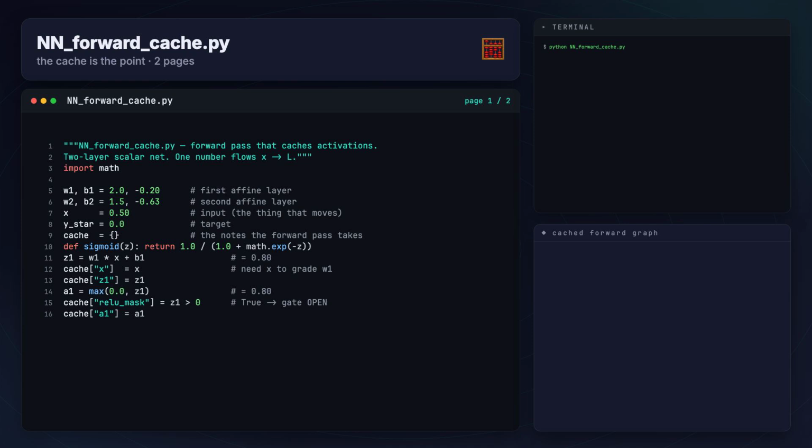Open forward_cache.py. It's a tiny scalar net, no matrices, just 5 numbers flowing left to right. And it does exactly one thing: run the forward pass and stash every intermediate value in a dictionary called cache. At the end, it prints the loss and the contents of the cache, so you can literally see the notes the network took for itself.